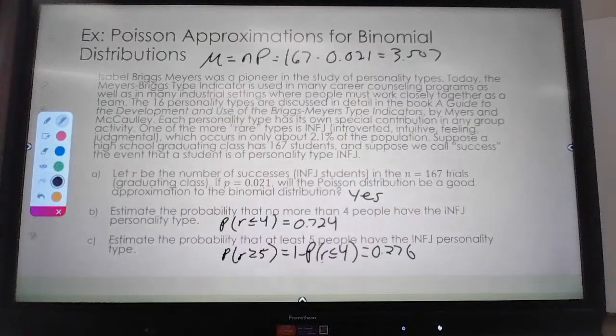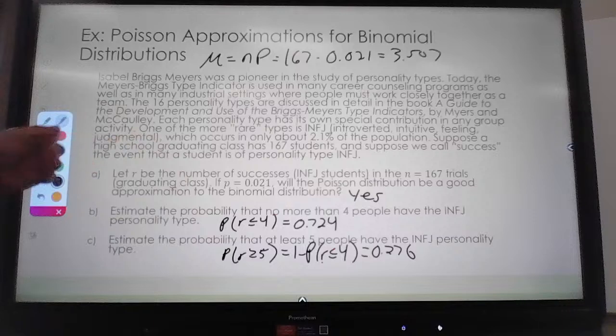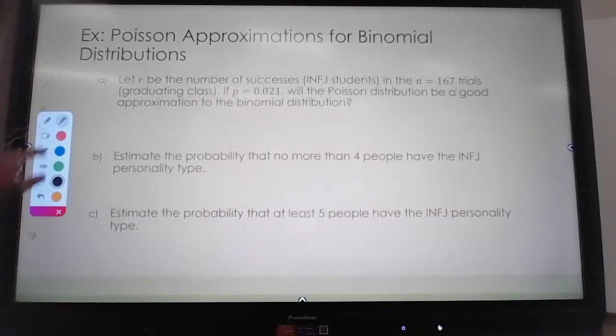So as long as n is greater than or equal to 100 and our expected value is less than 10, you can use a Poisson distribution to estimate the binomial distribution.